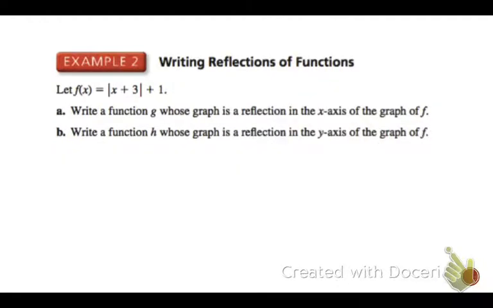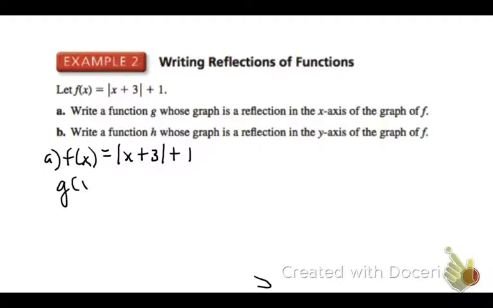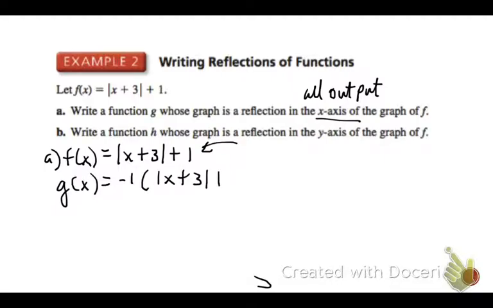Example 2, we've got an absolute value function as our starting function. We want to write a new function whose graph is a reflection in the x-axis. So we start with our original, f of x equals the absolute value of x plus 3, plus 1. Now if we want a reflection in the x-axis, that means all of the output needs to be made negative. So in this case, that is all of this. So I'm going to put negative 1 and then multiply it times everything here.